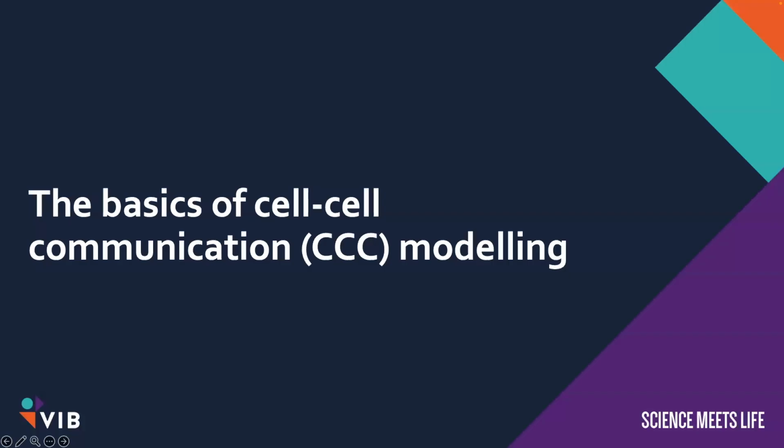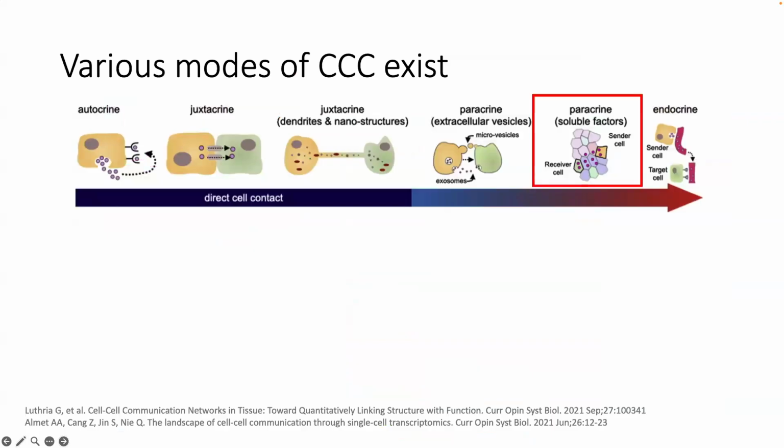All right. So let's get to the core of this lecture: the cell-cell communication modeling. Let's start first with some basics of cell-cell communication. There exists, of course, a plethora of different ways that cells can communicate with each other. For example, cells can regulate themselves, called autocrine regulation. You have cells that are touching next to each other and have direct contact. You have dendrites and nanostructures. You have paracrine signaling through, for example, vesicles. You also have paracrine signaling through soluble factors.